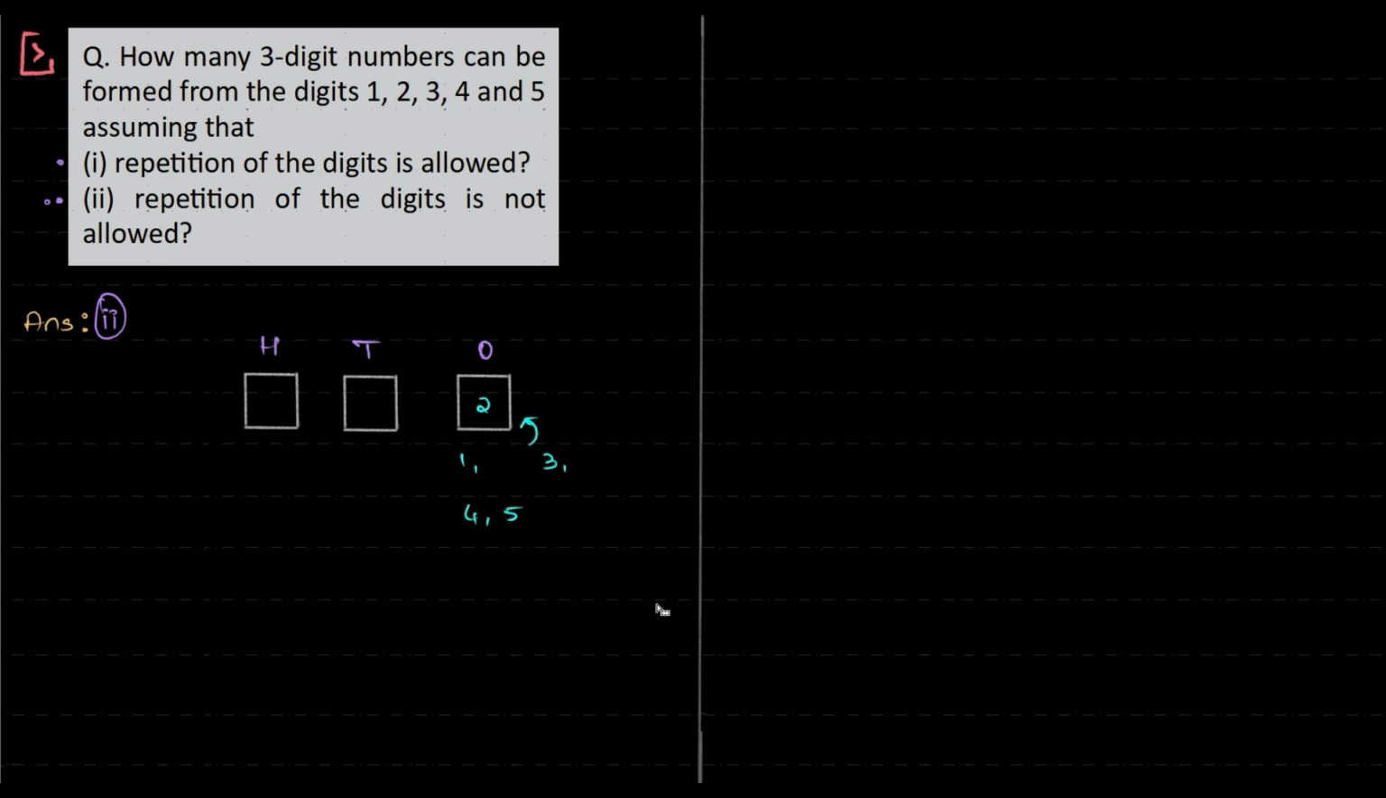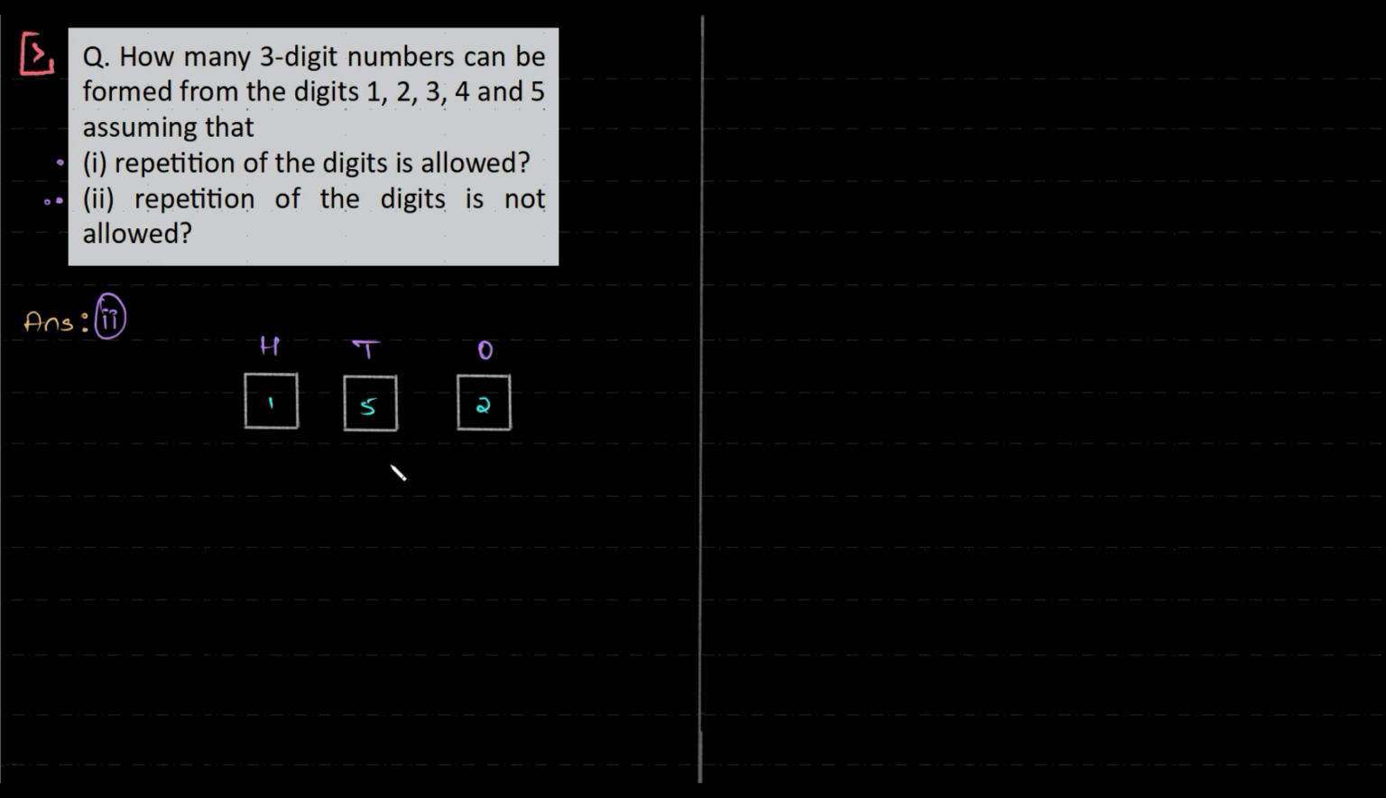Now I just have 1, 3, 4, 5. So what to fill over here? Maybe 5. So 5 will disappear. This is without repetition, remember. And then I am left with 1, 3, 4. Say fill it with 1. And so we're looking at 152. This is one possibility.